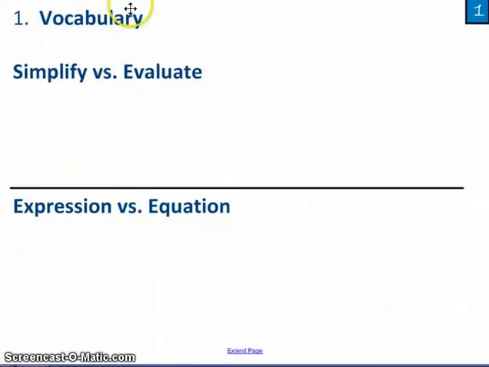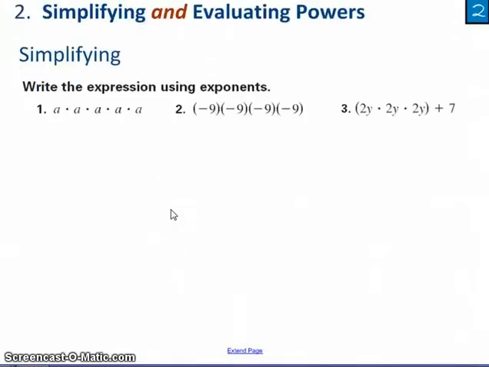As I said, the vocabulary I'm going to talk about in the context of the next few things. I'll just highlight right now the fact that often I find, having taught Algebra 1 as well as Algebra 2, that students get these 2 concepts confused with each other. Similarly, they often get expression and equation confused, and I'll try to make sure that I've teased out for you what the differences between those 2 things are. Let's get to simplifying and evaluating powers. Again, powers, remember we're talking about exponents here.